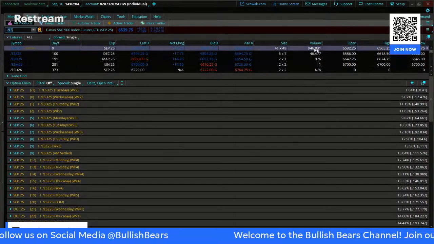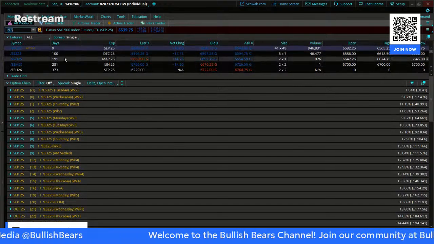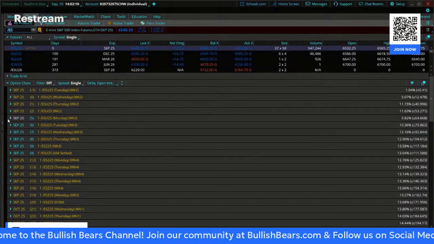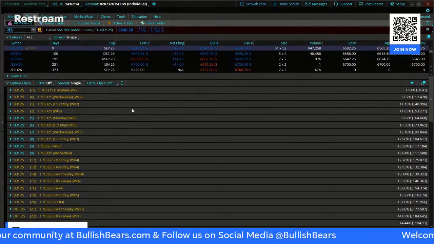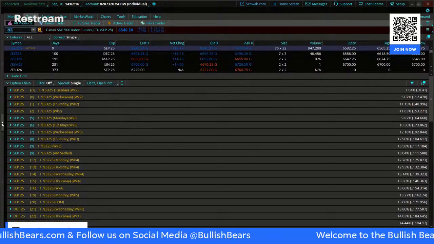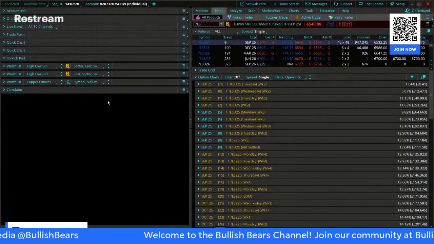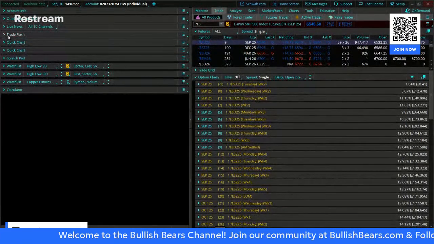So Thinkorswim doesn't show open interest from this page. You'd have to go out and look at the stock chart or add it as a column in the watch list. But the contract with the most open interest would be the contract that you'd want to trade. So it really doesn't matter one way or the other.